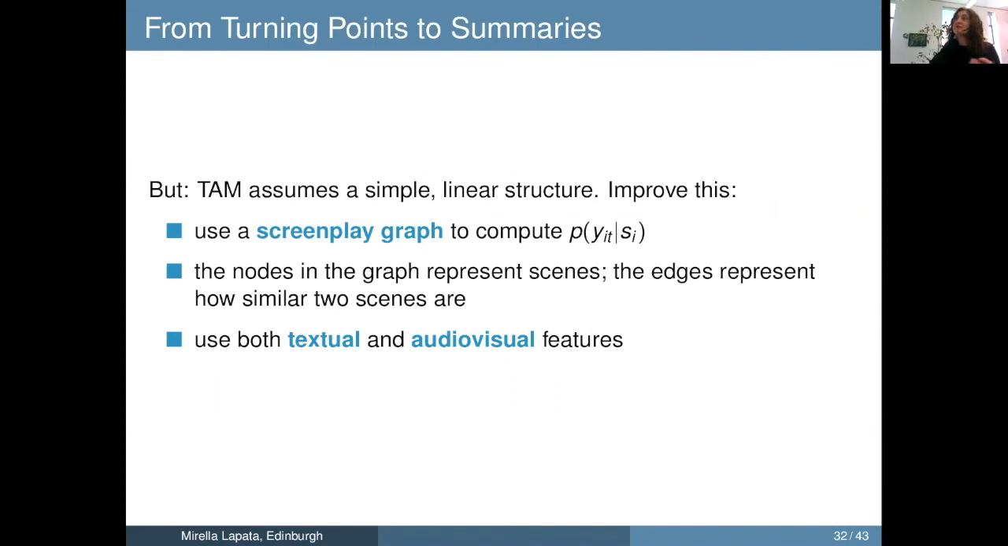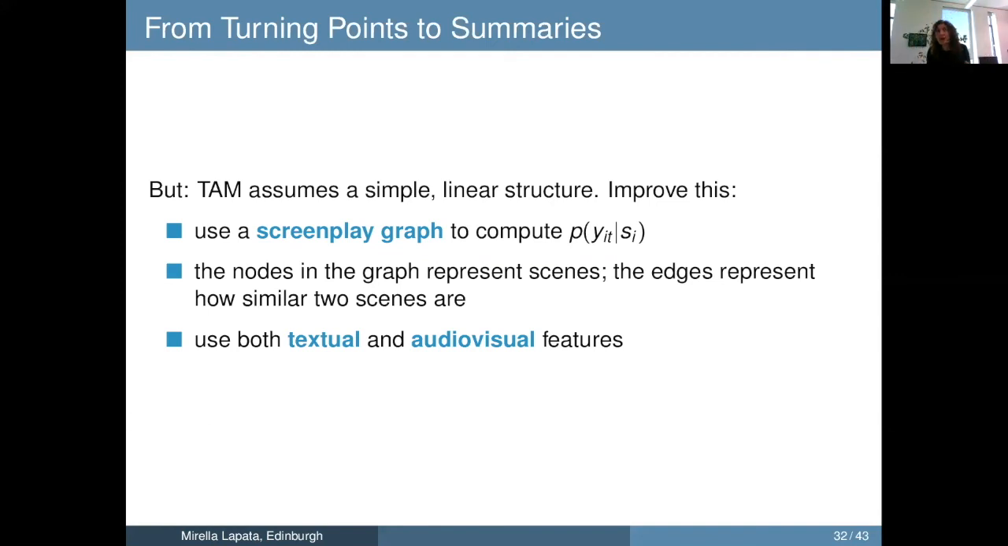Everybody who has seen a murder mystery or whatever, they give you these clues that happen in the beginning, and then at the very end you realize connections. So there are connections between scenes that are definitely not linear. And the idea is to use a graph to compute this probability of a turning point given the scene. I will assume that nodes in this graph are going to be my scenes, and the edges will represent the similarity between those two scenes.